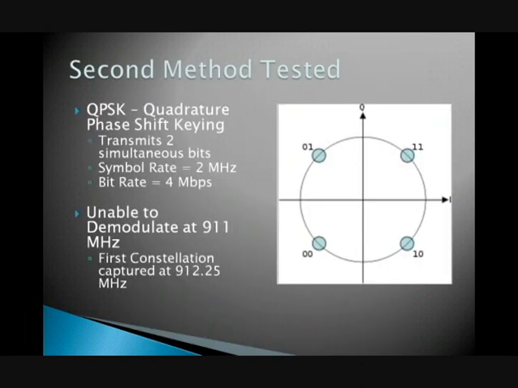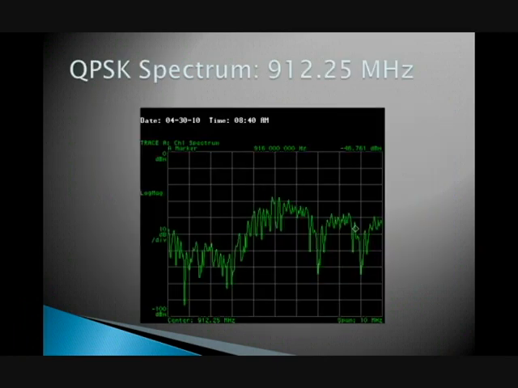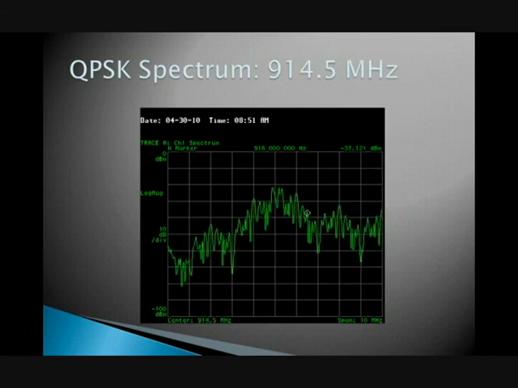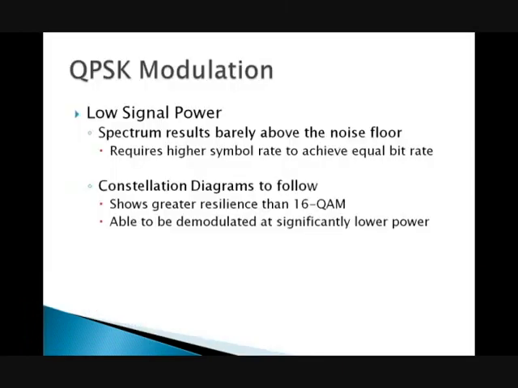The second modulation method that we tested was QPSK. It transmits 2 bits simultaneously with a symbol rate of 2 MHz and a bit rate of 4 megabits per second. We were able to demodulate the signal at a significantly lower frequency than the 16 QAM technique. These are the spectrum captures for the QPSK signal. As you can see, the signal power is even closer to the noise floor than the 16 QAM case, yet we were still able to demodulate the signal.